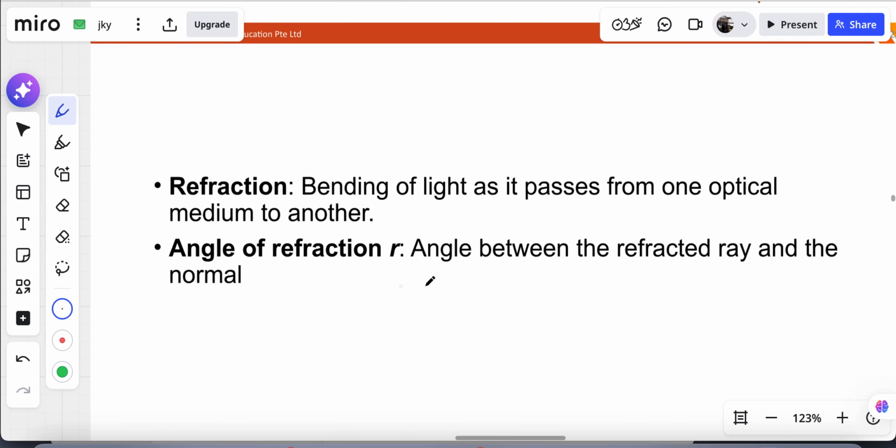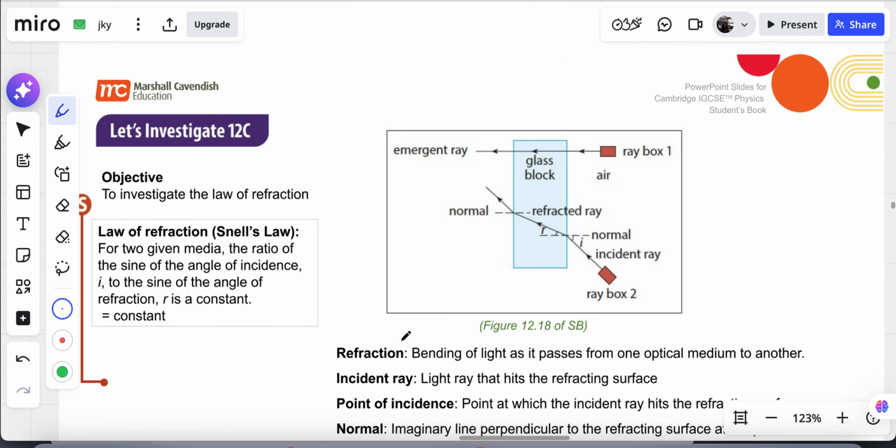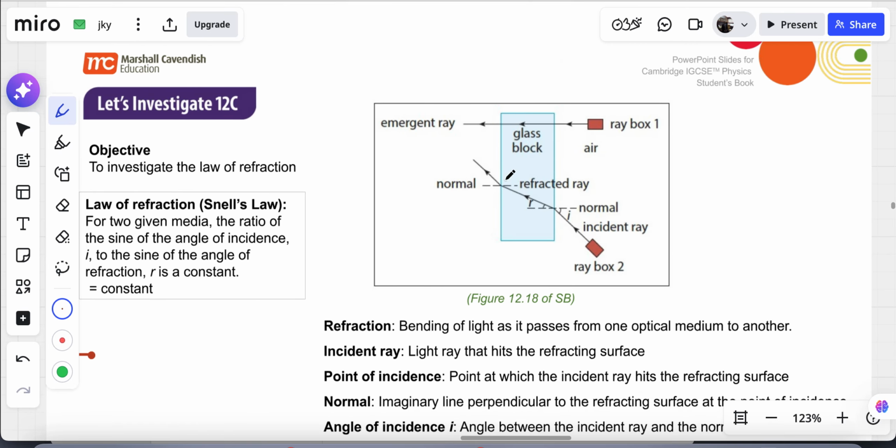Now, angle of refraction is the angle between the refracted ray and the normal. We already know this one. There is an experiment you can do, like I already said. If a light is traveling straight along the normal, it is undeviated. It will not bend. When you shine a bulb from the top straight along the normal, it will not bend.